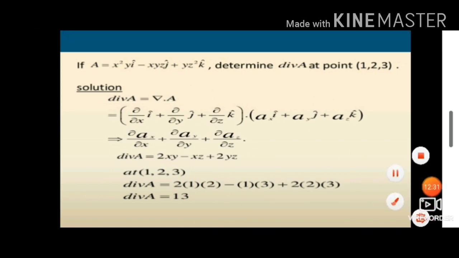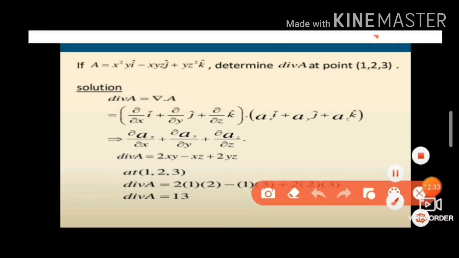Now we have to find the divergence of A at point 1, 2, 3. It means the value of x is 1, the value of y is 2, and the value of z is 3. Now put the values of x, y and z in this equation, 2xy minus xz plus 2yz. The divergence of A at 1, 2, 3 will be 13. This is the example of divergence.